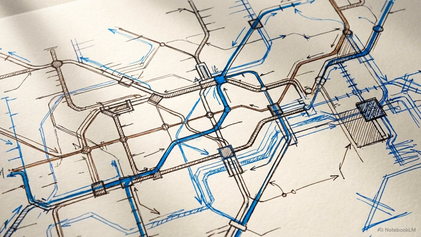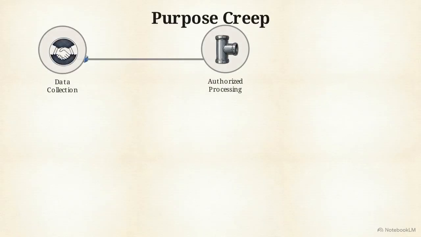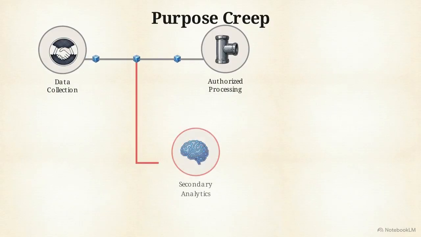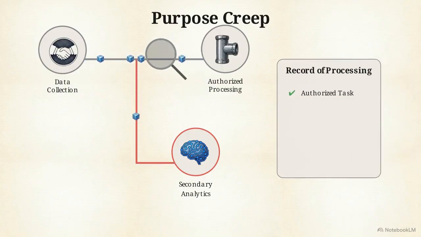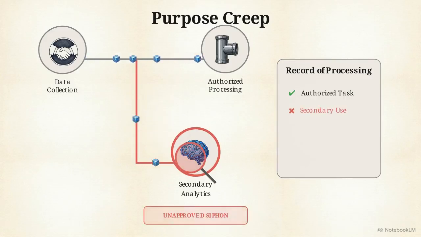This requires tracking how data actually behaves over time within a live lifecycle. A primary failure is purpose creep. This occurs when data legally collected for an authorized task is silently diverted to secondary uses. Auditors cross-reference the official record of processing activities against live data warehouse feeds, looking for unapproved data streams.